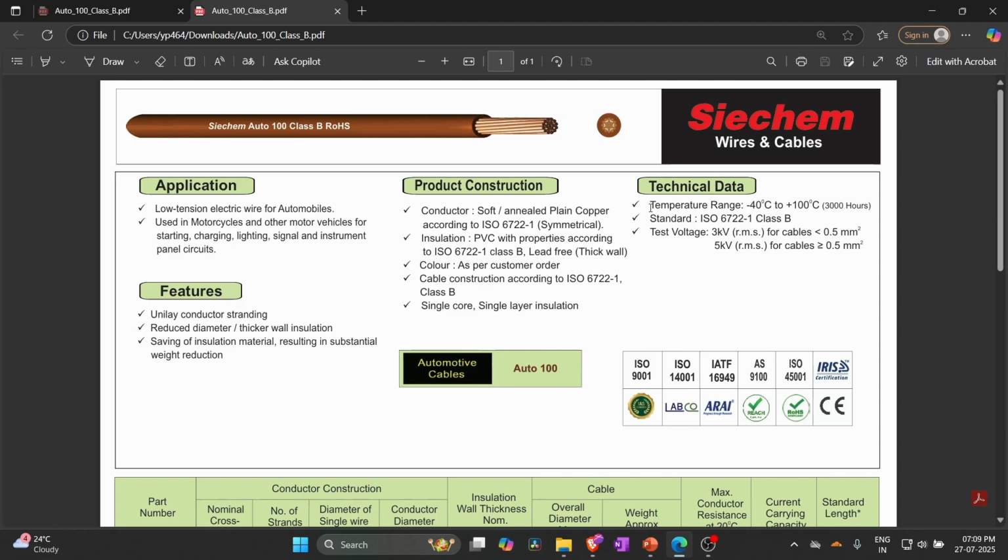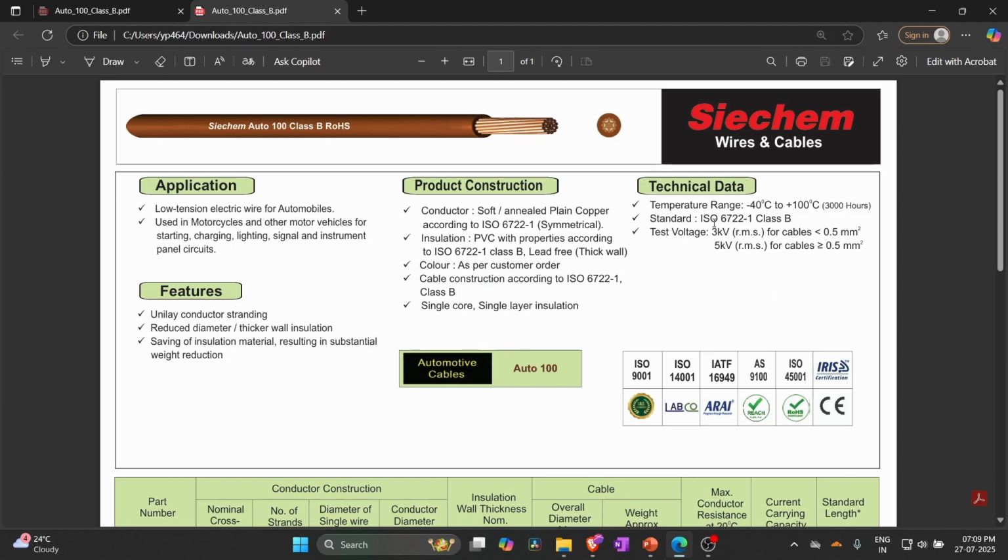So technical data here is given as minus 40 to 100 degrees Celsius temperature operation. As we discussed in the previous part, the temperature rating of the wire is minus 40 to 100 degrees Celsius. So suppose you want to use this wire at a lower temperature than minus 40 degrees Celsius, then this is not suitable.